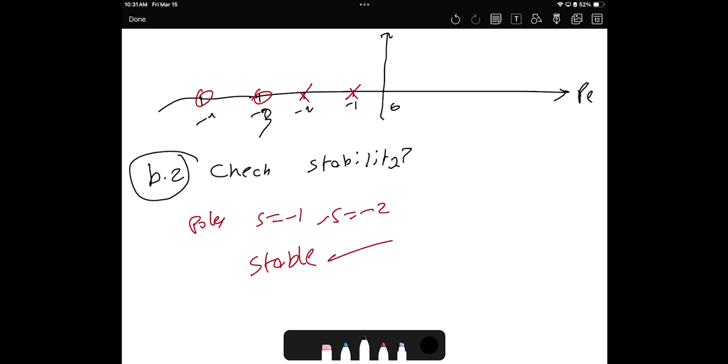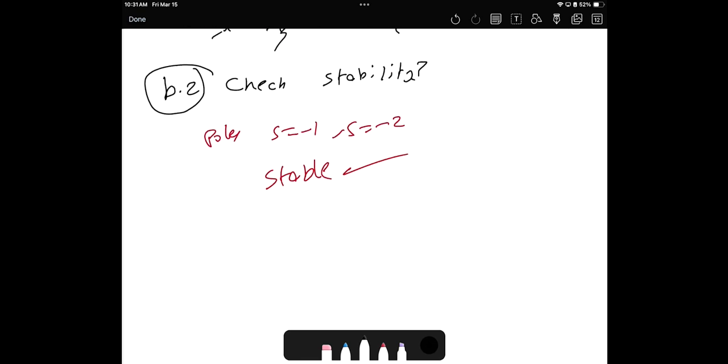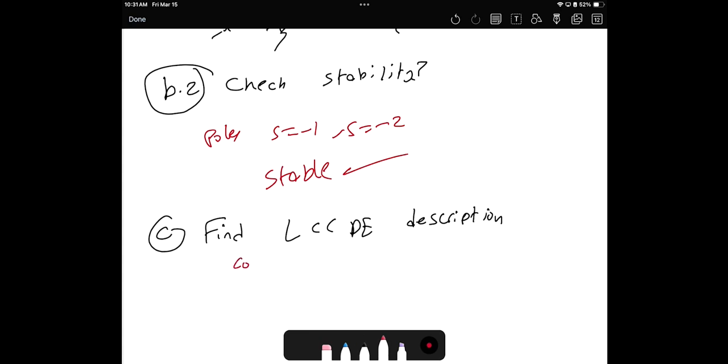Okay? Let's continue. Then part C, find the LCCDE description. What does LCCDE mean? It means linear constant coefficient differential equation. Basically, in other words, convert to a differential equation, or linear differential equation.